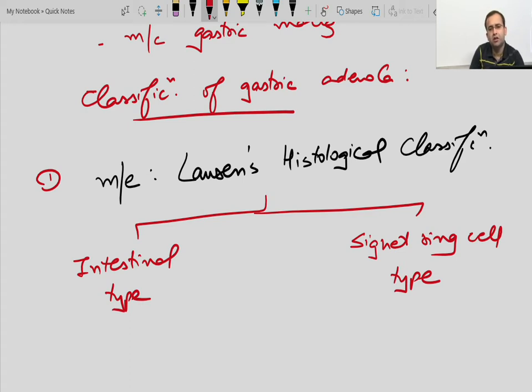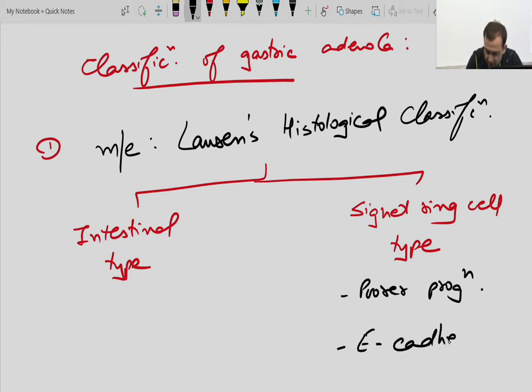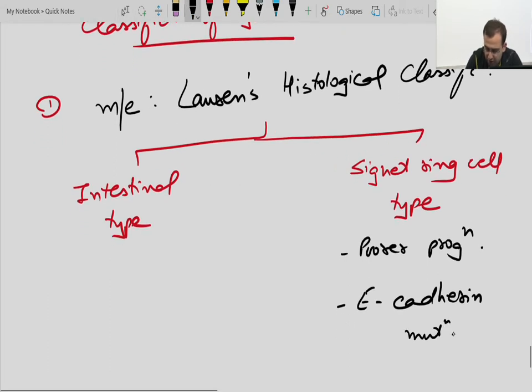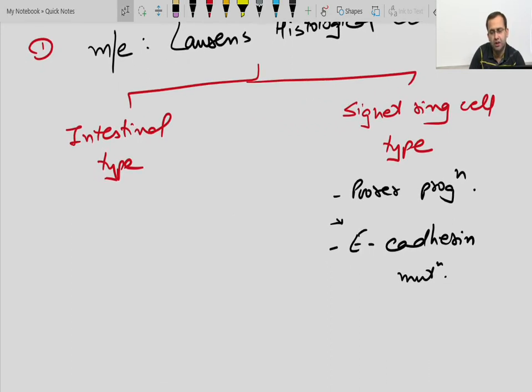Which one is associated with a poorer prognosis? That is the signet ring cell type. Next point, which mutation is seen in signet ring cell gastric adenocarcinomas? E-cadherin mutation. Extremely important. Please put a star on this.